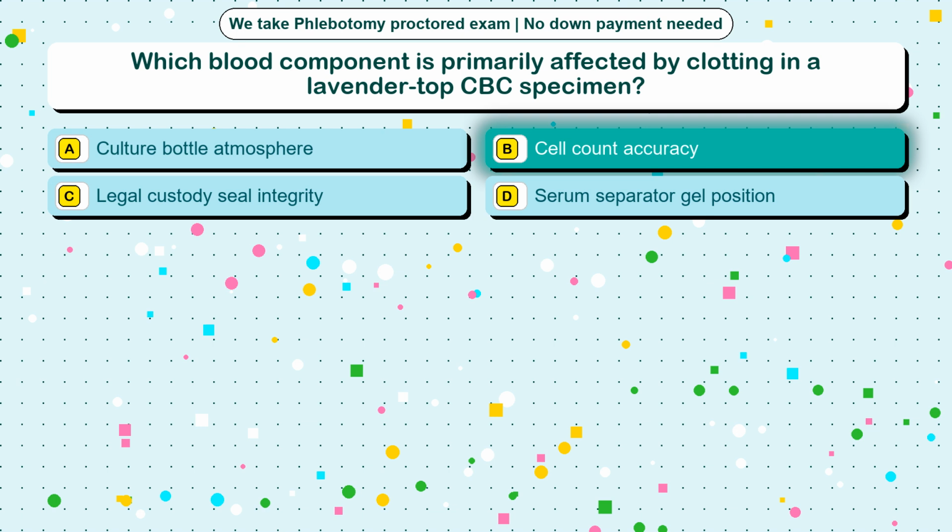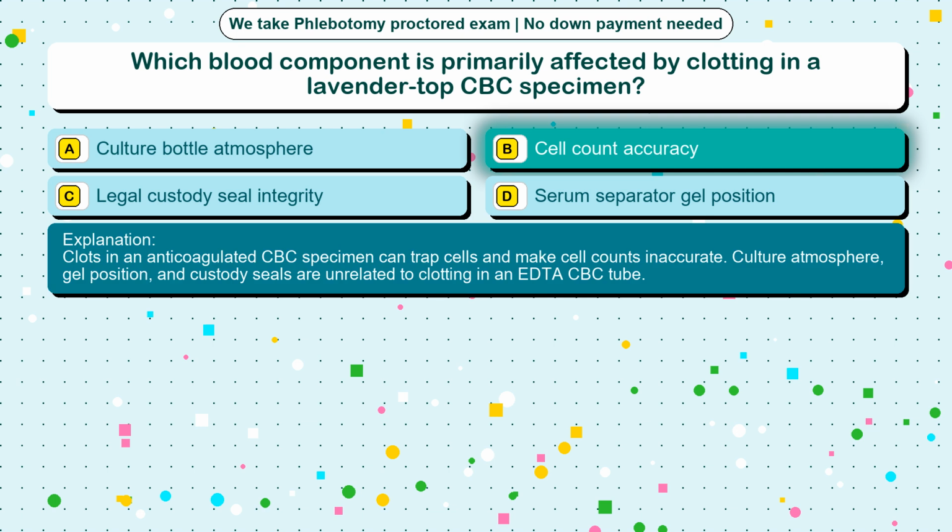Cell count accuracy. Clots in an anticoagulated CBC specimen can trap cells and make cell counts inaccurate. Culture atmosphere, gel position, and custody seals are unrelated to clotting in an EDTA CBC tube.